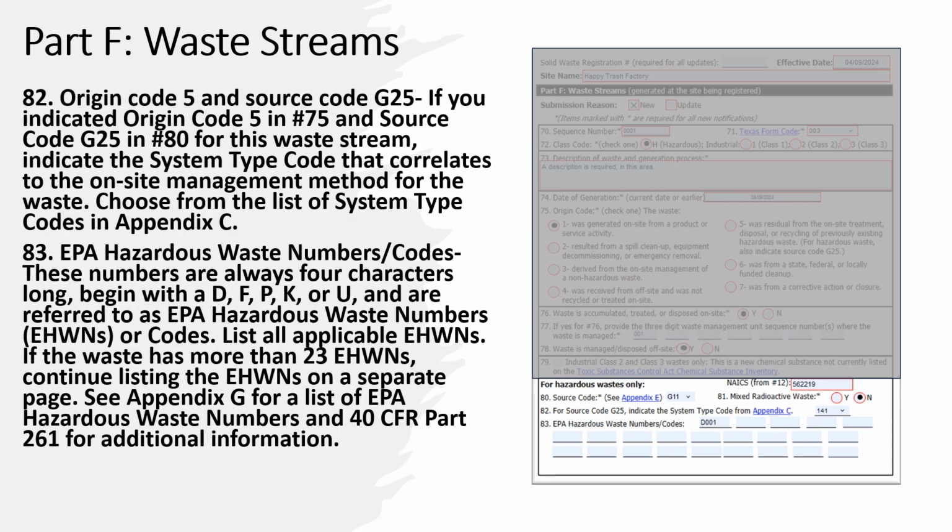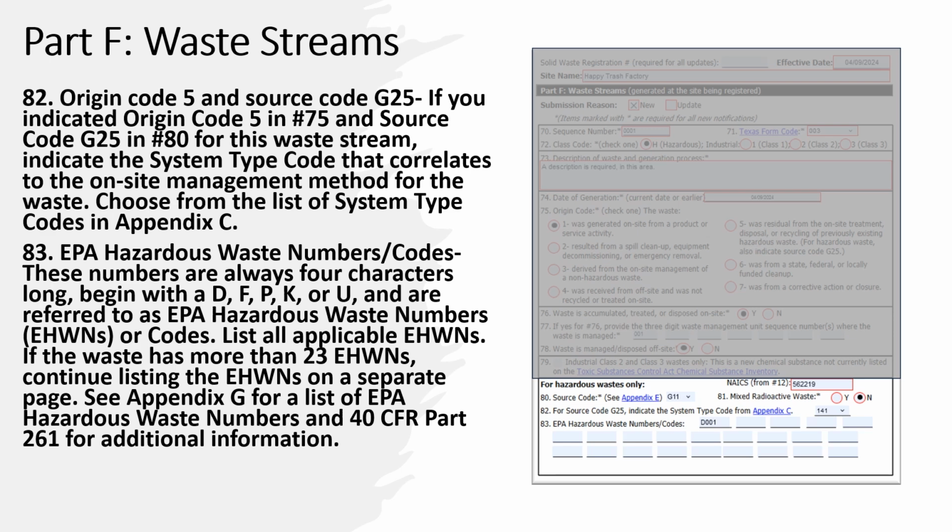Number 82, origin code 5 and source code G25. If you indicated origin code 5 in number 75 and source code G25 in number 80 for this waste stream, indicate the system type code that correlates to the on-site management method for the waste. Choose from the list of system type codes in Appendix C of the written instructions.